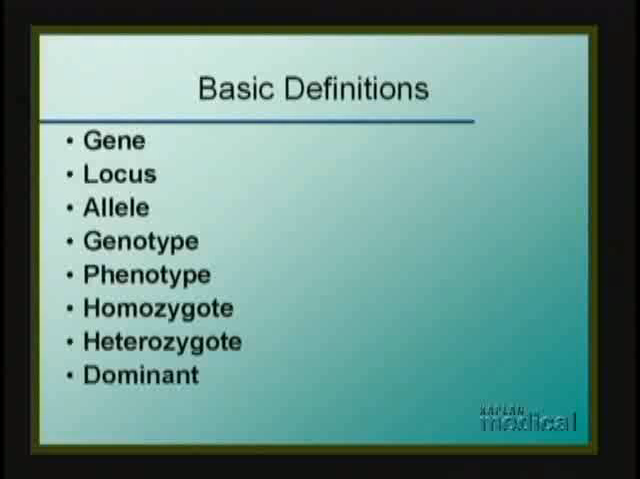The term dominant ordinarily means that we only need one copy of that particular allele in order to have the traits of that particular gene. We normally use the term dominant in medical genetics to refer to dominant genetic diseases. Ordinarily, for a dominant genetic disease, you only need to inherit one mutant allele in order to have the symptoms of the disease. That is compared with the term recessive.